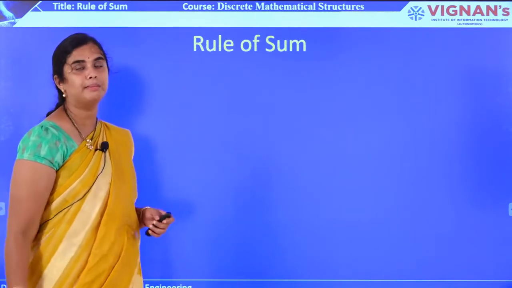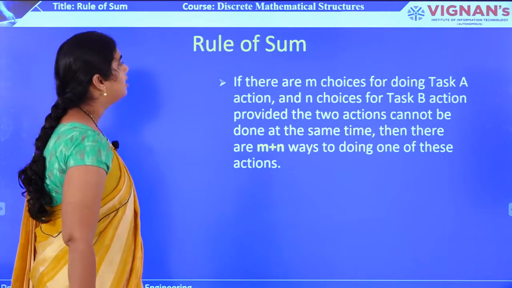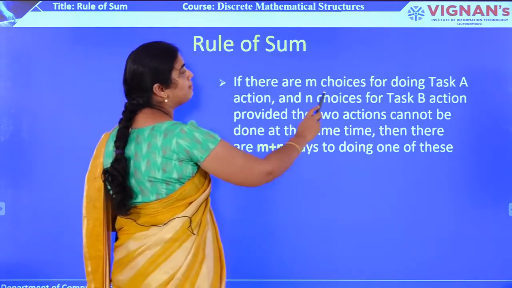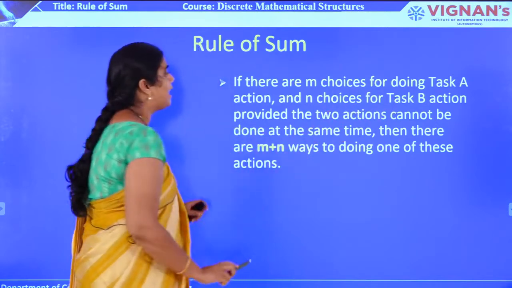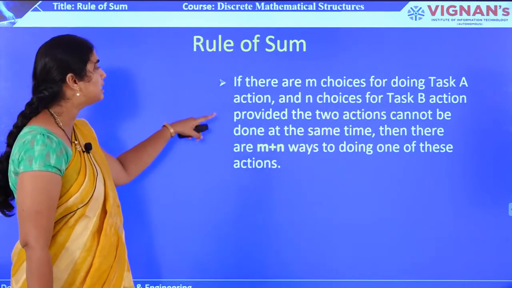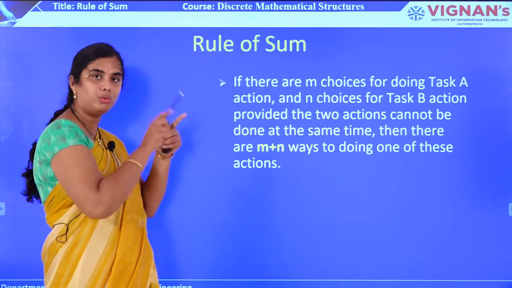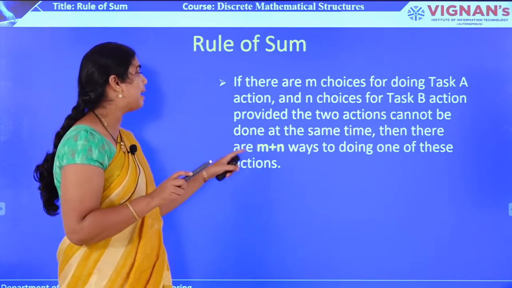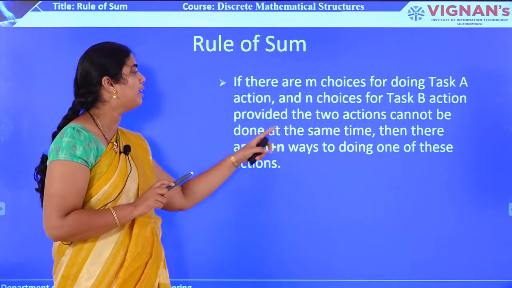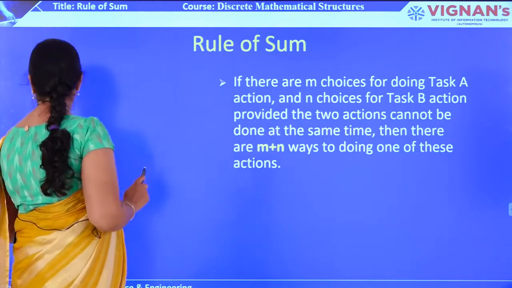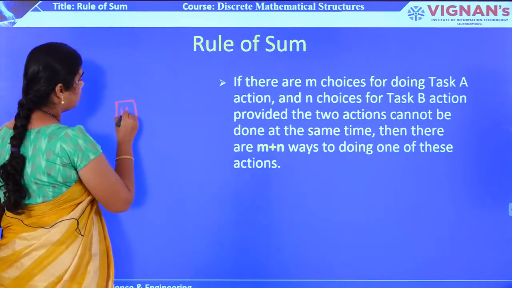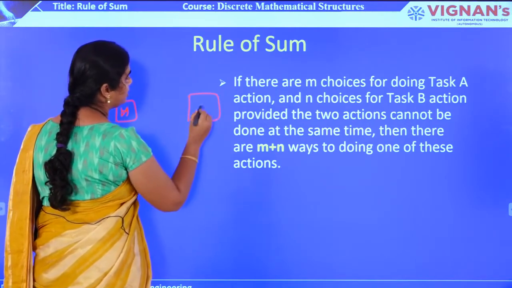Firstly, the rule of sum. It is also called the sum rule. First, I will say the definition and then the real life example. If there are m choices for doing task A and n choices for task B, provided those two tasks are not performed simultaneously, then there are m plus n ways of doing one of these actions.